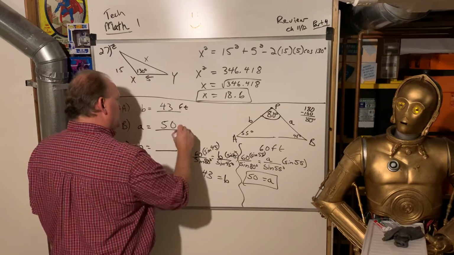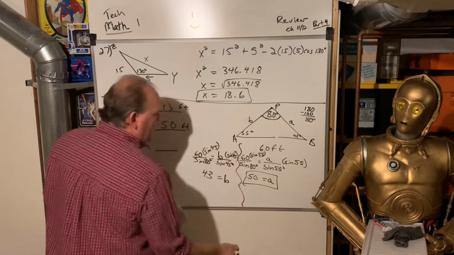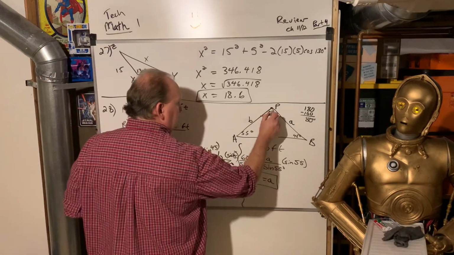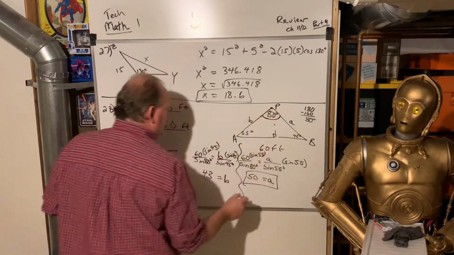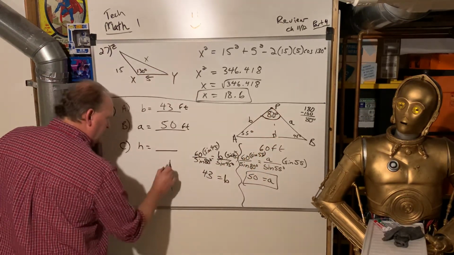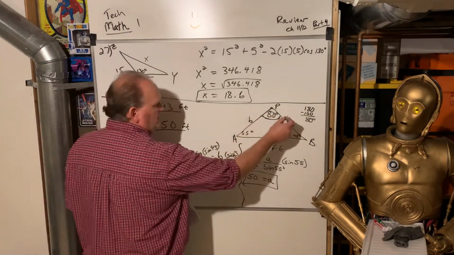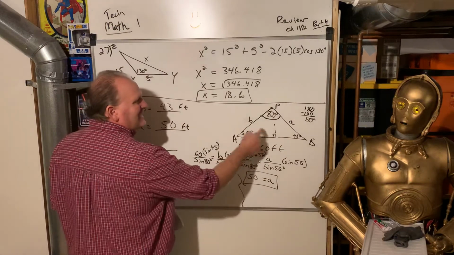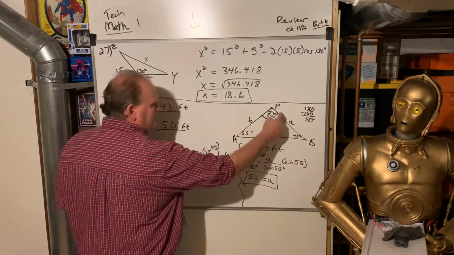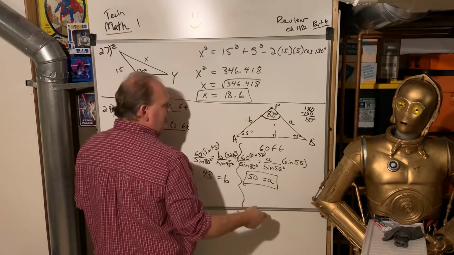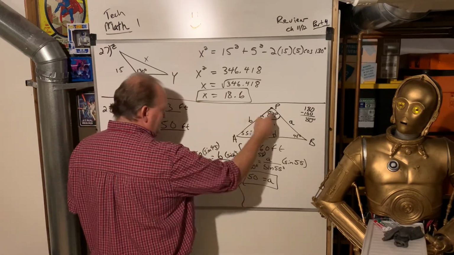So we got those. Now to find that last one, we're going to drop a 90-degree altitude. But when you do that, you got to be careful because a lot of times students go, oh, okay, so I can say that's 40 and 40. You can't. It's not isosceles. This is a different, we just figured out the sides. That's 43 and that's 50. So they're not the same. So it is not cut it directly in half.